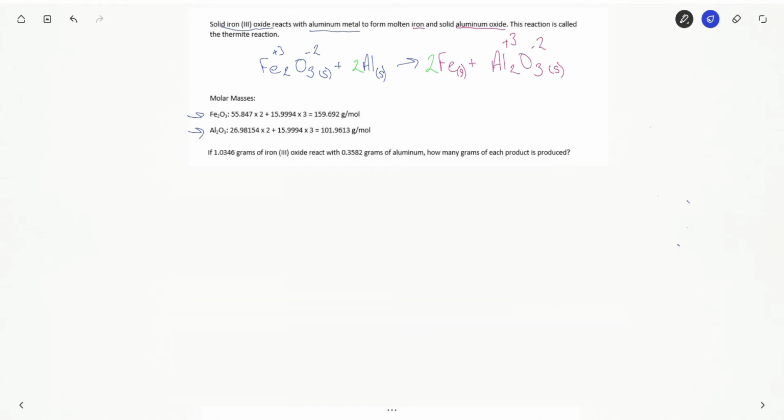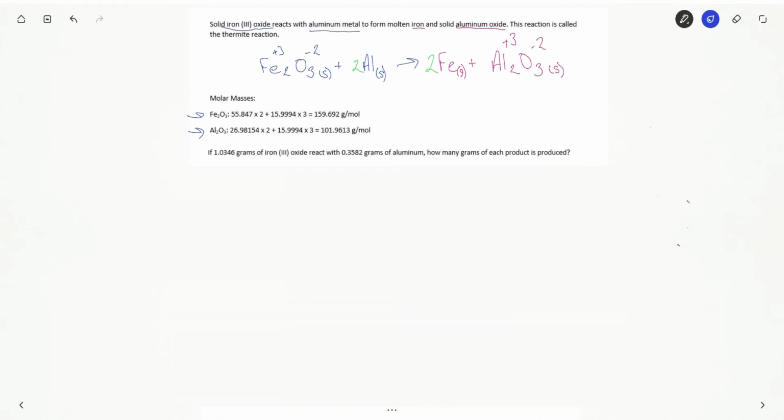And for this part, we are actually not going to get to determining grams of each product. We're just going to go through and determine our limiting reagent. But I promise, in part 2, we actually will determine grams of each product. So with that said, let's determine our limiting reagent.